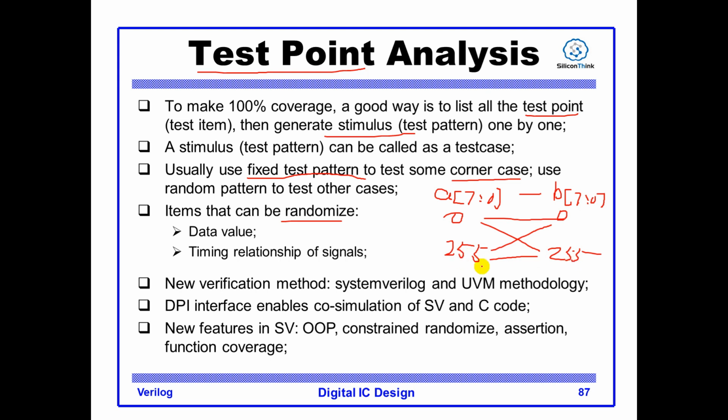Or you can say you want to test at some other point, such as this, which is also okay. Yeah, the combination of the 4 is also okay. You can treat it as a corner case. Then you can use random patterns to test other cases.